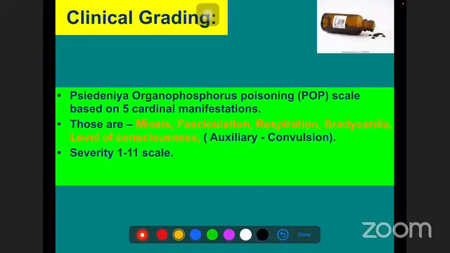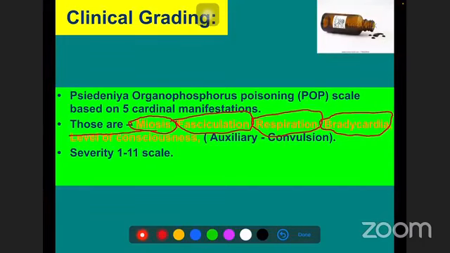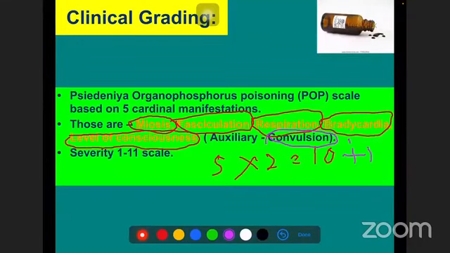There are 5 grades of organophosphorus compound poisoning. Depending on the 5 cardinal manifestations. What are those? One is meiosis. We know it is the constriction of the pupil, muscle fasciculation, respiratory rate and respiration, bradycardia or pulse rate, and level of consciousness. These all 5 parameters will give 5 into 2 equal to 10. Score is 10. And one auxiliary is that if there is convulsion, in that case, we should take it as 1. If there is no convulsion, it is 0. So 10 plus 1, it may be 0 to 11. So grading is up to 11. It is known as the Namba organophosphorus compound poisoning scale.